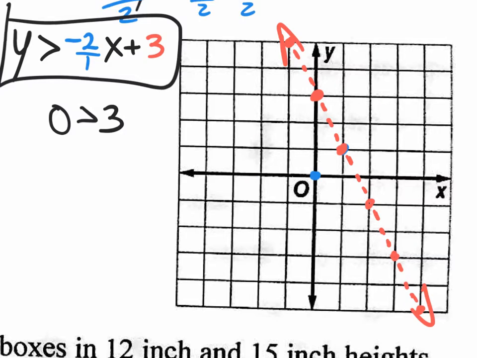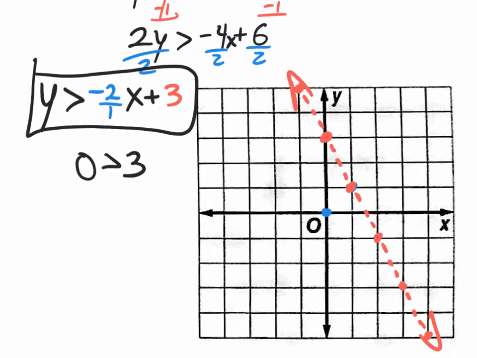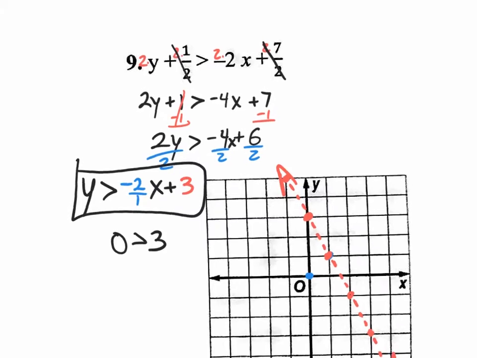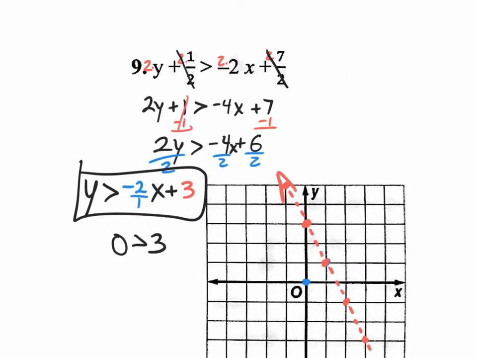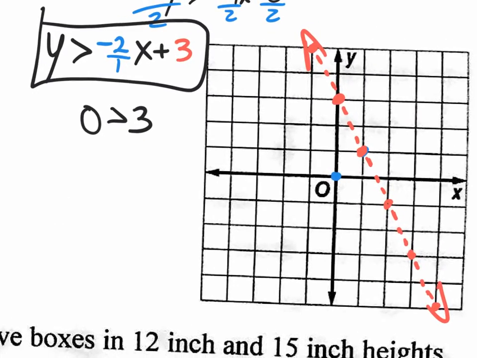You'd have to shade in the other side. Or you could go back to the original and you could plug them in. Yeah, but the original is ugly. So yeah, this is the best one to plug in. Plug in a 0 for x, a 0 for y. It's going to say 0 is greater than 3. That's false, which means that this point, the origin, does not work. So where are our answers at? They're on the other side, so you shade in up here, all of this up here.